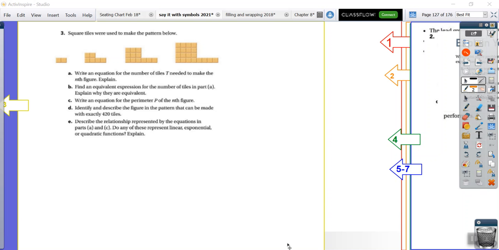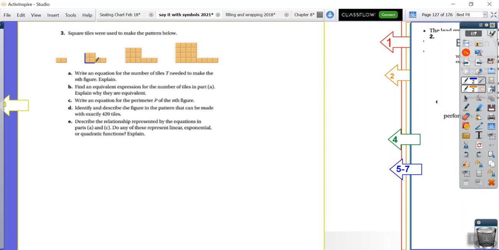All right, problem 3. Square tiles were used to make the pattern below. Write an equation for the number of tiles t needed to make the nth figure. All right, now this can be a little tough. So what we need to do is take a look at what's happening in this pattern. This one is kind of hard to see. It doesn't really look like it fits. So I'm going to come back to this first figure.